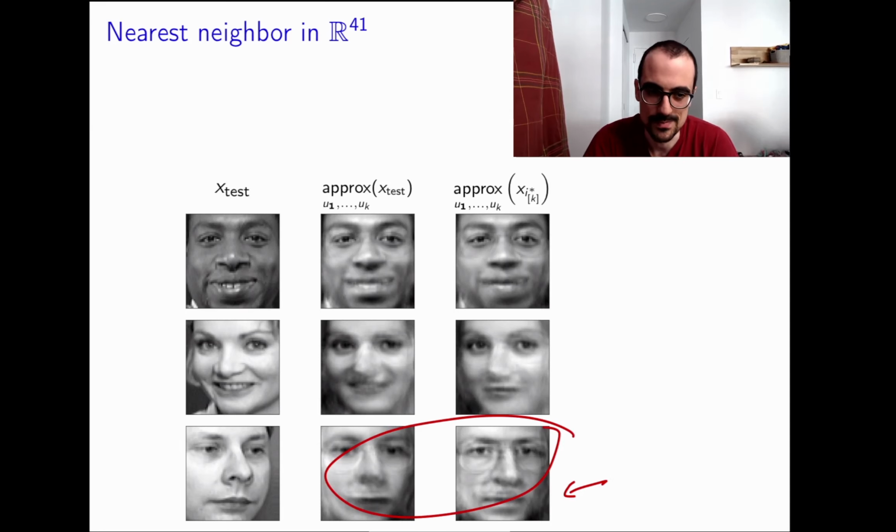Now let's look at the actual image in the training set that corresponds to these low dimensionality approximations, and it's this one. So here we got it right, we identified the right person, here we identified the right person, here we did not. So this is one of the 4 mistakes that we make in the dataset.